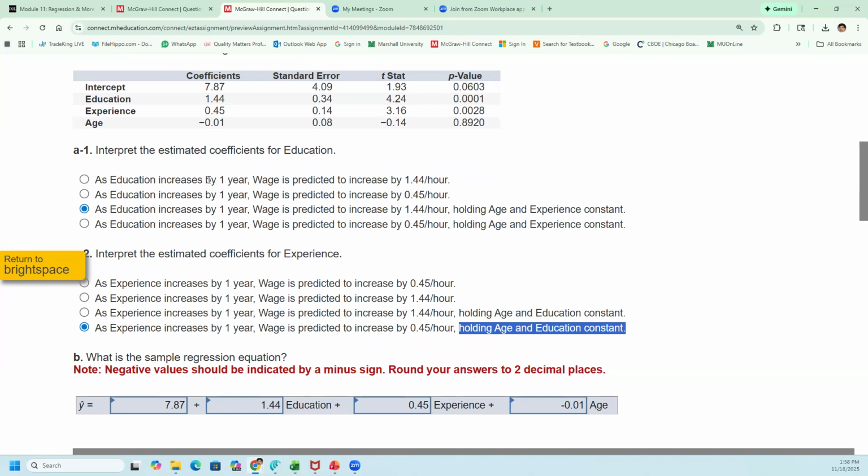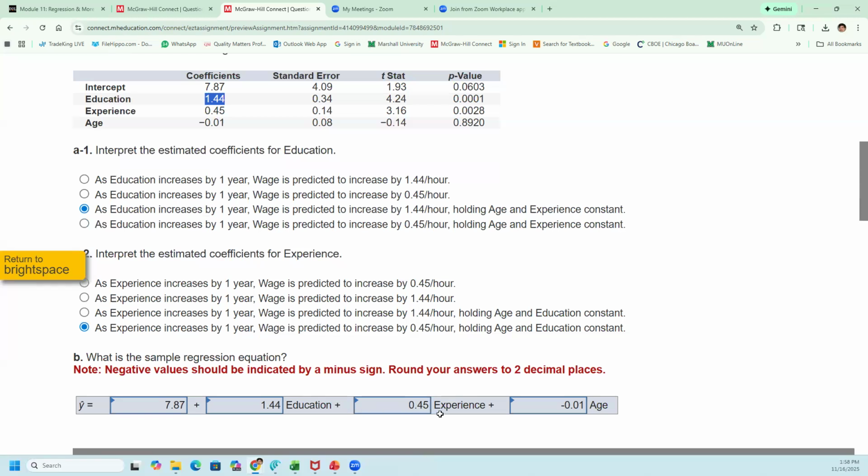So the sample regression with this is 7.87, which is the intercept term. 1.44 is the education. That is, as we have said earlier, with a 1 year increase in education, the wage will increase by 1.44 per hour.